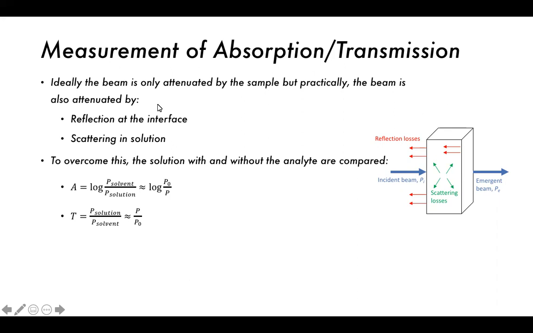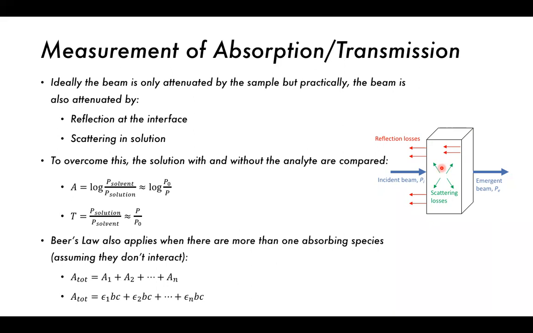So we have this setup here where the absorbance is equal to the log of the power of the solvent over the power of the solution, which is equal to log of P0 over P. Transmittance then is equal to the power in the solution over the power in the solvent, which is approximately equal to P over P0. So here is a schematic, a diagram which shows two of the major areas of loss, which are scattering losses and reflection losses.